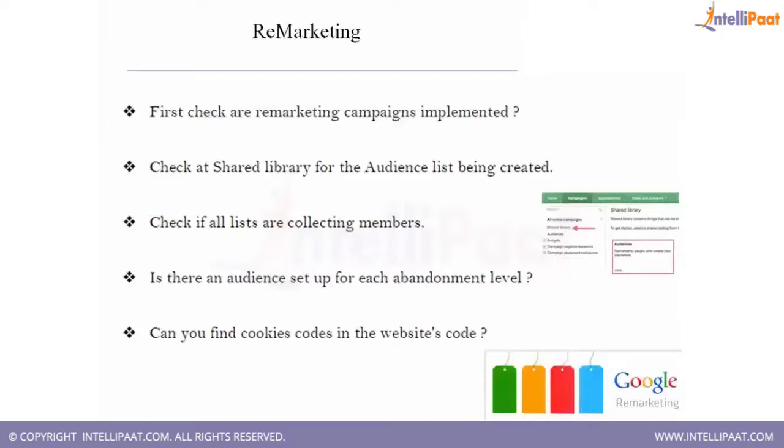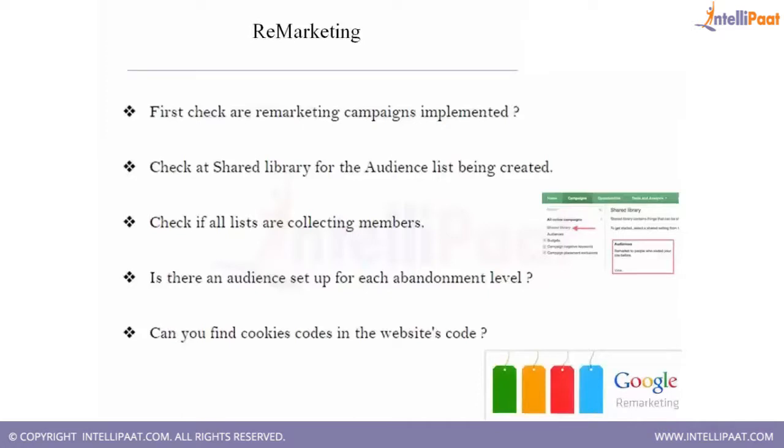If the campaigns are working, one needs to check within the shared library. You have a shared library where you can go ahead and look at various audience lists. You have audience lists for n number of situations which can happen on your website. It depends a lot on the size of your website. If you have the audience lists, another thing to look into while doing a PPC account audit is whether all the lists are collecting members or not. Collection of members within the audience list is very important. Another thing to look at is whether there is an audience set up for each cart abandonment level. If there is not, then you're again missing out on certain opportunities.